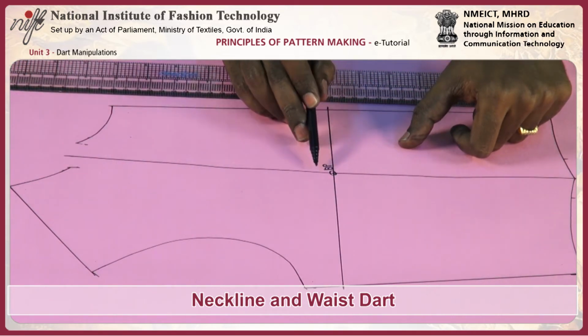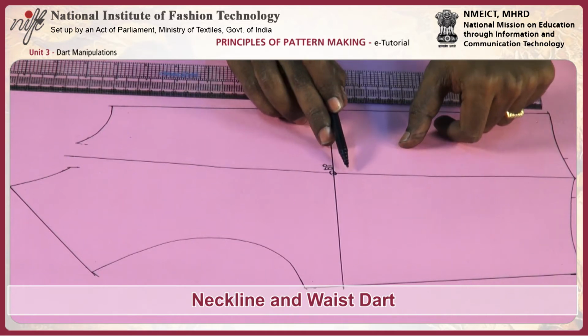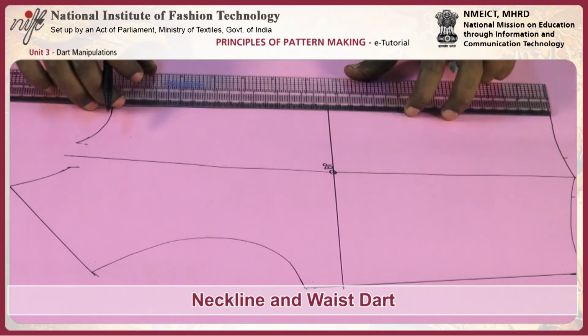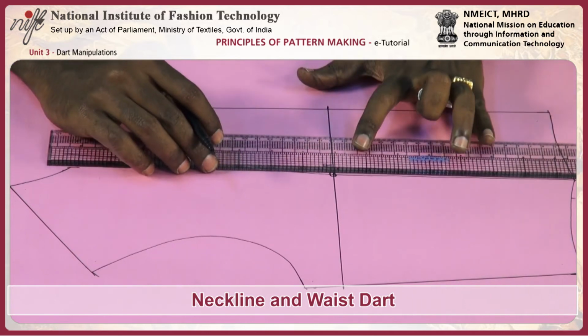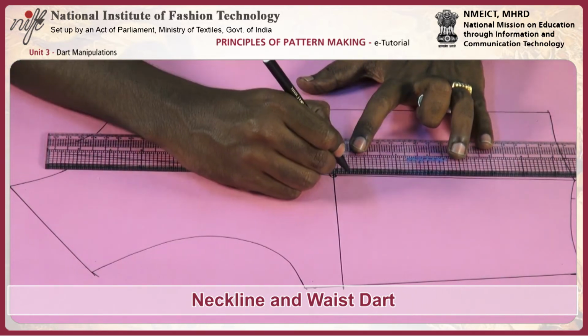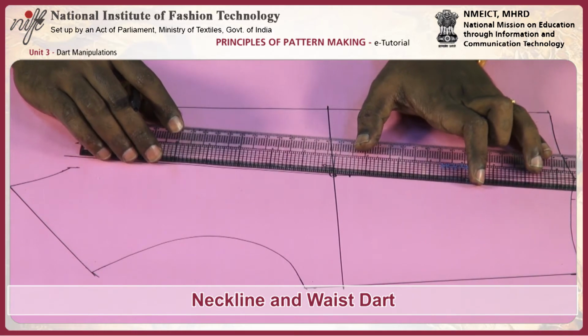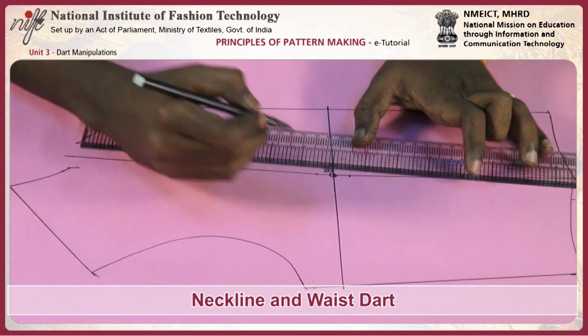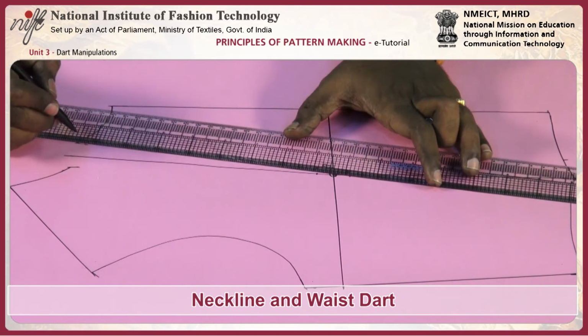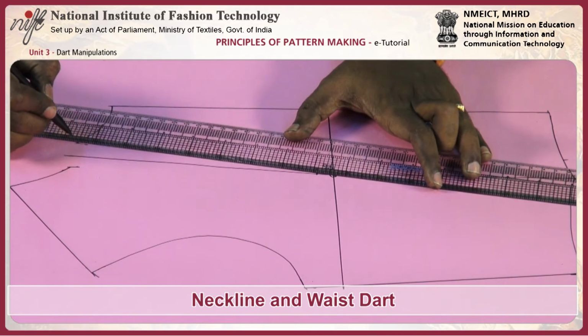You have to reduce half an inch on the neckline dart and waist dart. Mark half an inch away from the bust point on each. Redraw the dart legs.